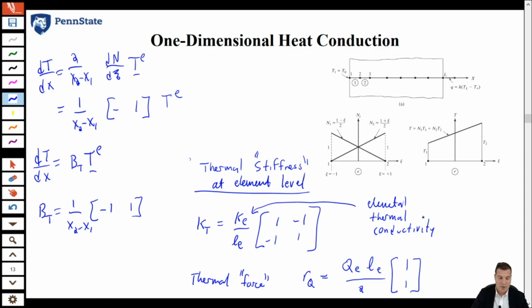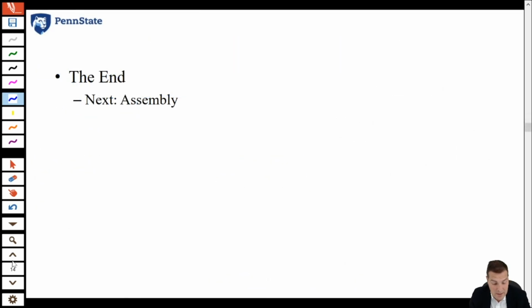Hopefully you can see the similarities between this problem and the structural problem. Okay, so that's the elemental stiffness, and of course after that you go into the assembly process, which is very similar to what we would do before. We're going to use the next segment to sort of summarize all this and wrap up the thermal components.